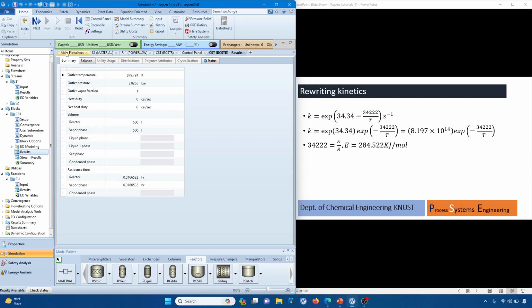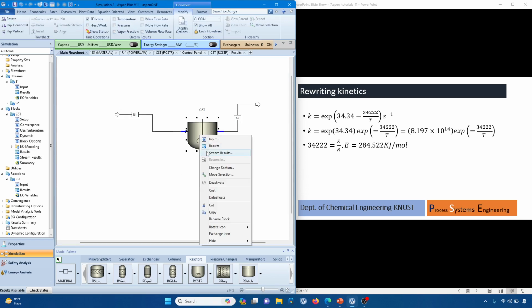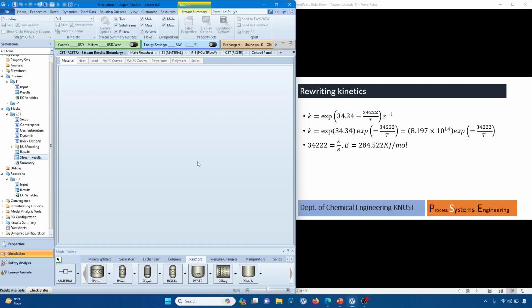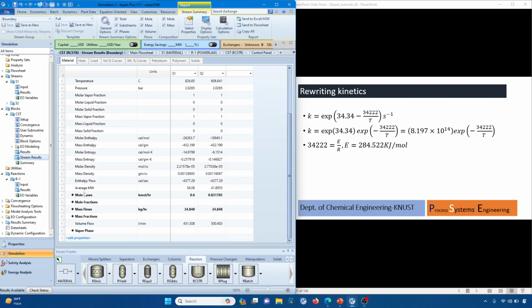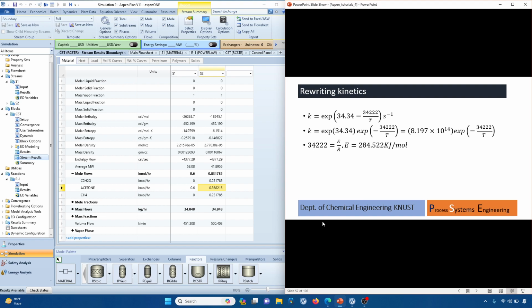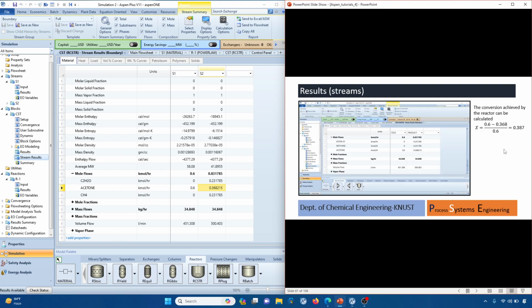And if we go to the stream results, we can see all that is required to estimate our conversion. How much we've been able to convert based on what was fed and what came out. We are able to do that, and we see that we have a fractional conversion of about 0.39.